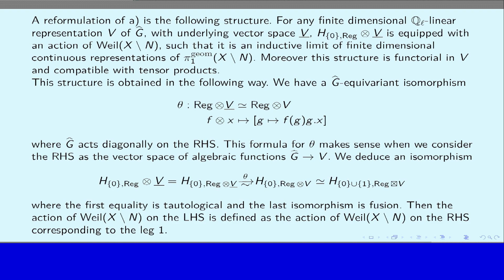So the reformulation of the O-module structure is the following: for any finite dimensional Q_l-linear representation V of G hat, with underlying vector space V bar, the H^0 reg tensor V bar is equipped with an action of the Weil group, an inductive limit of finite dimensional continuous representations of pi_1. And this structure is functorial in V and compatible with tensor products. In fact, we use the fact that the tensor product with the regular representation eats any representation. So regular tensor something is isomorphic to regular tensor trivial, by this formula, and so regular tensor V bar is isomorphic to regular tensor V.